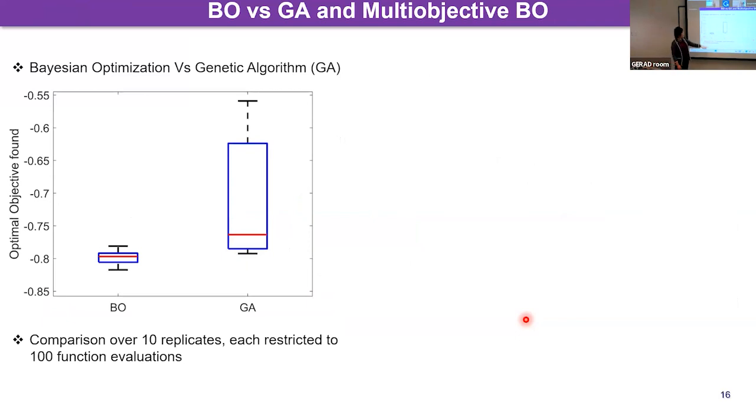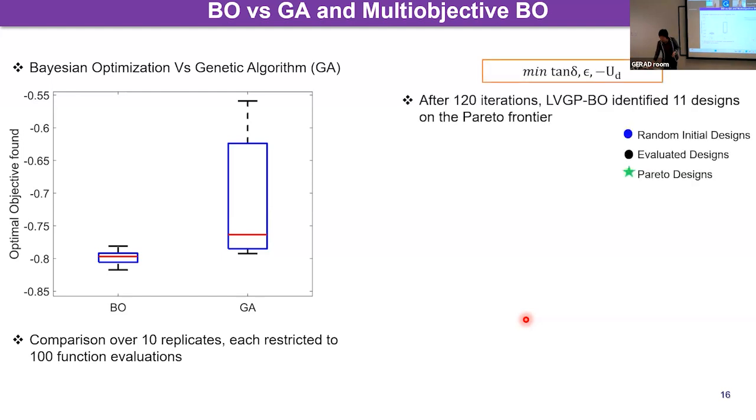And we did many replicates, over 10 replicates, because BO relies on the initial DOE you choose, right? So the first several sets of samples may have an impact on the end results. So we did it multiple times. And you can see the GA performance, with a similar amount of samples, is much less competitive compared to BO.